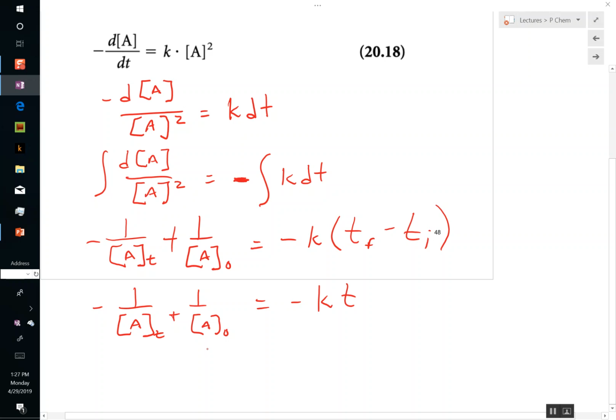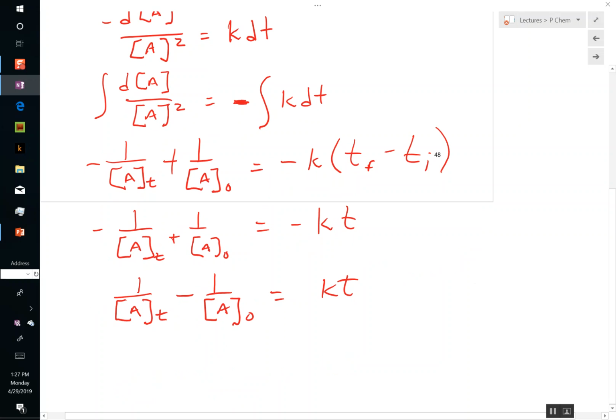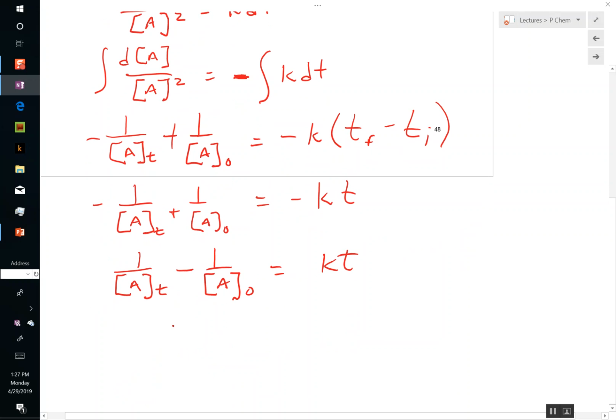Now the signs are still messed up here. Why is that? I think that, yeah, so if we want to get rid of the negative here, we've got to multiply this. We're going to have 1 over A_t minus 1 over A naught equals kt. Okay? Is that right? You with me? And so then we get to this expression.